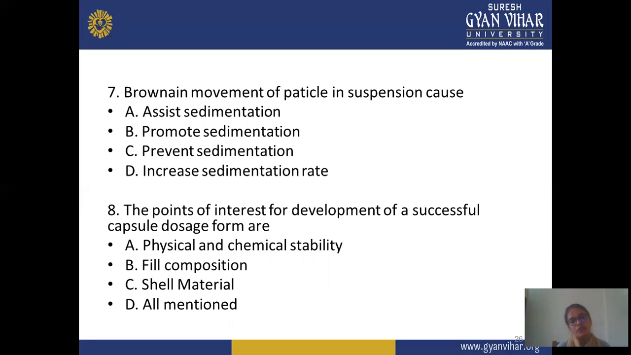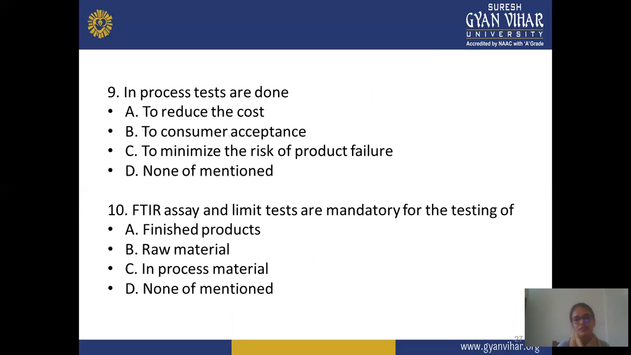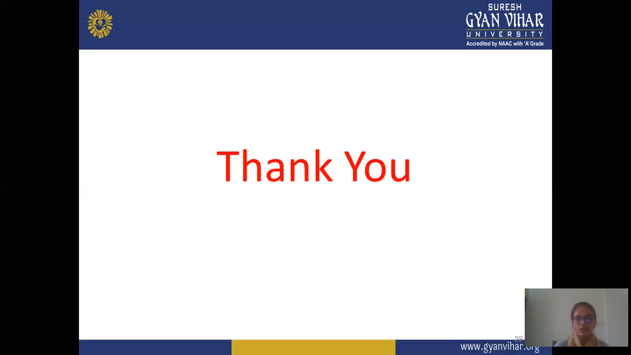And in the eighth question, the points of interest for development of a successful capsule dosage form are, first, physical and chemical stability, then fill composition, C is shell material, and D is all mentioned. And ninth question: in-process tests are done to reduce the cost, for consumer acceptance, to minimize the risk of product failure, and D is none of the mentioned. 10th question: FTIR, assay and limit test are mandatory for the testing of finished product, raw material, in-process material, none of the mentioned. All these are the questions regarding stability study on this particular topic. So you can solve these questions. And thank you so much for watching and listening to this video. Thank you so much, everyone.